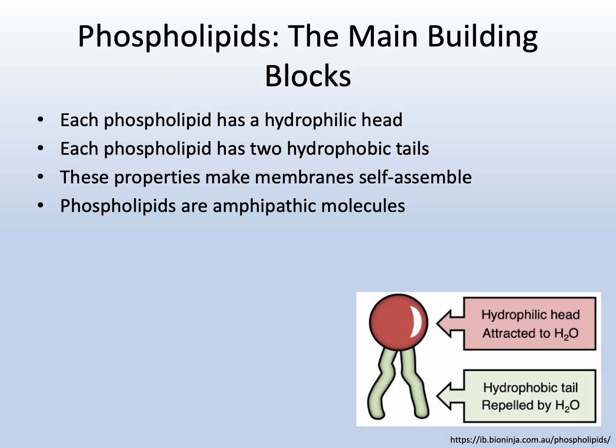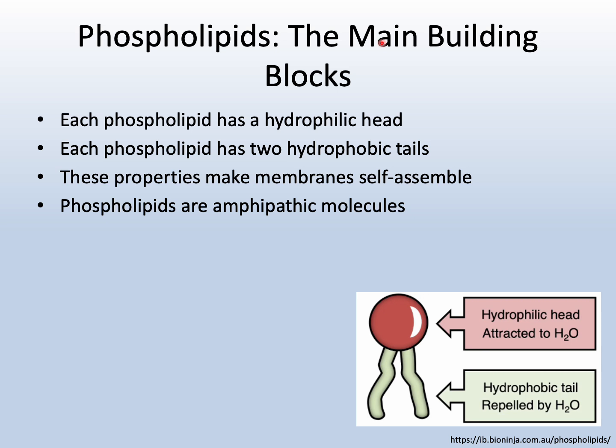Okay, to understand how cell membranes work, we first need to meet their main building blocks, phospholipids. In this picture here, you can see that the head is this red sphere here, and these two squiggly lines are the tails, the green tails. So each phospholipid molecule has two really different parts. The first part is a hydrophilic head. That's the red sphere here. Hydrophilic means water-loving, so this head is attracted to water.